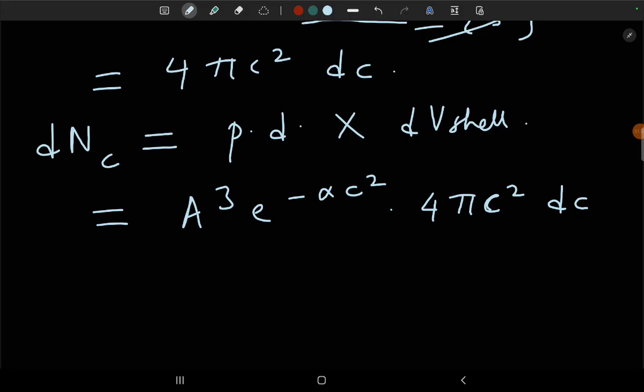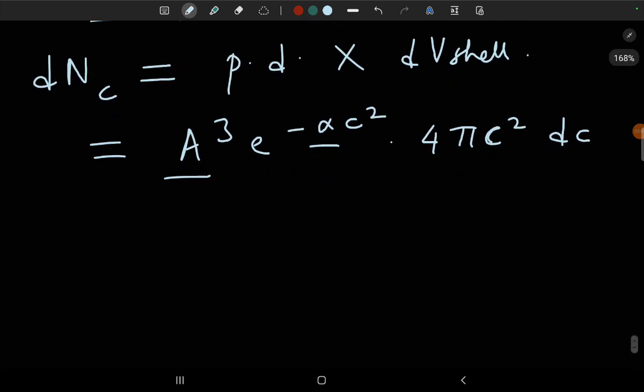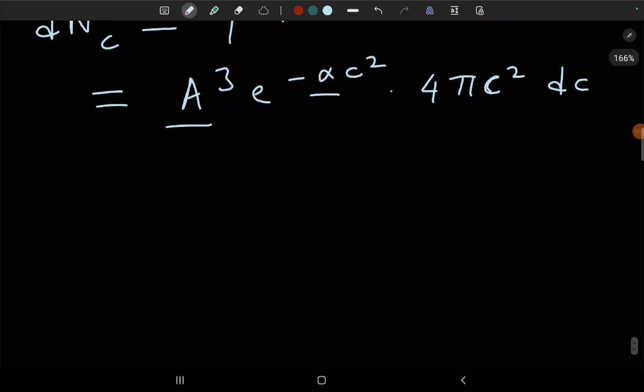So the next task at hand is the determination of A and alpha. We are proceeding in exactly the same way as before. Determination of A and alpha, and we will determine A by simply normalizing the probability density function, which we shall do in our next video.